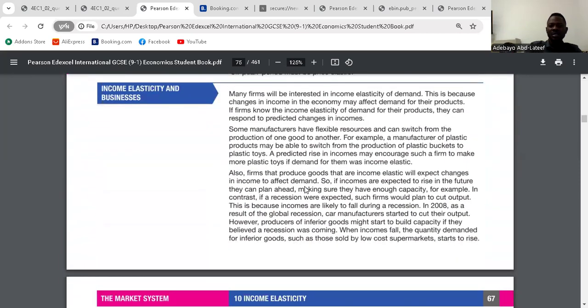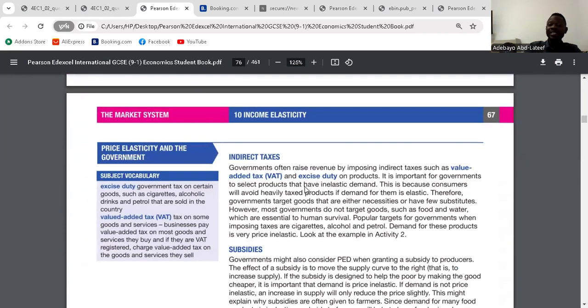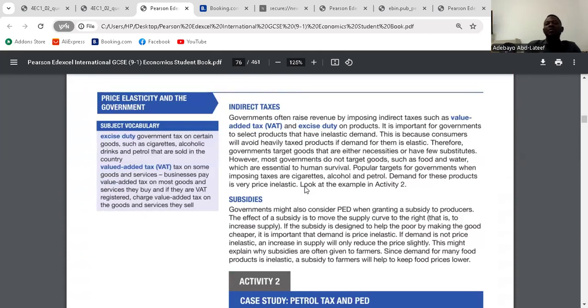Income elasticity and businesses. We talked about it already, right? Yes. Okay. Now we go to price elasticity and the government. So governments have a way of controlling the society or the economy. They do this through spending or through taxation. You get me? Yes. There was a question one of my students asked me this afternoon about solutions to government spending.